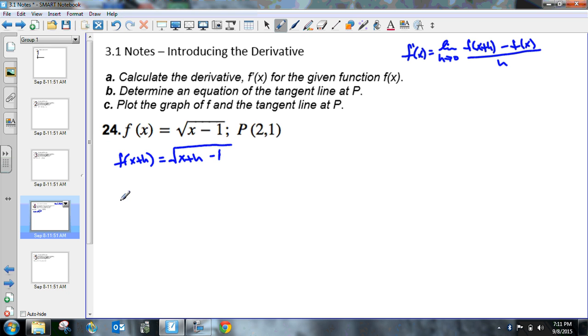All right, so let's go ahead and calculate our derivative f prime of x. And so that's going to give us the limit as h approaches 0 of f of x plus h. I'm going to plug my square root function in here. Square root of x plus h minus 1 minus the square root of x minus 1 all over h.